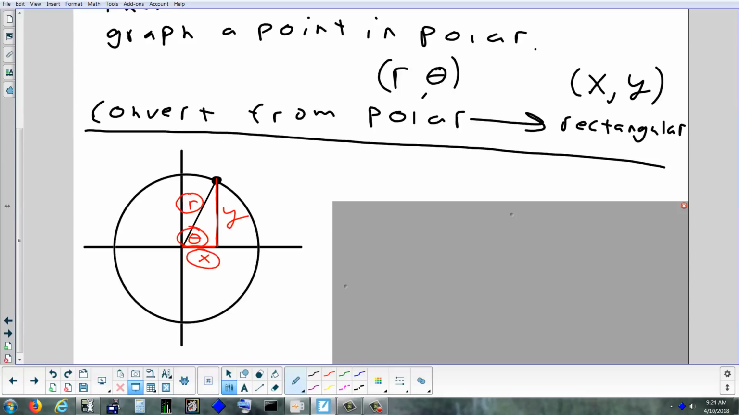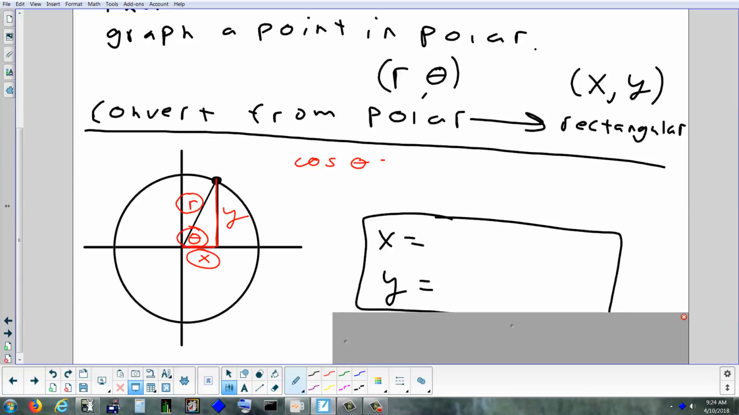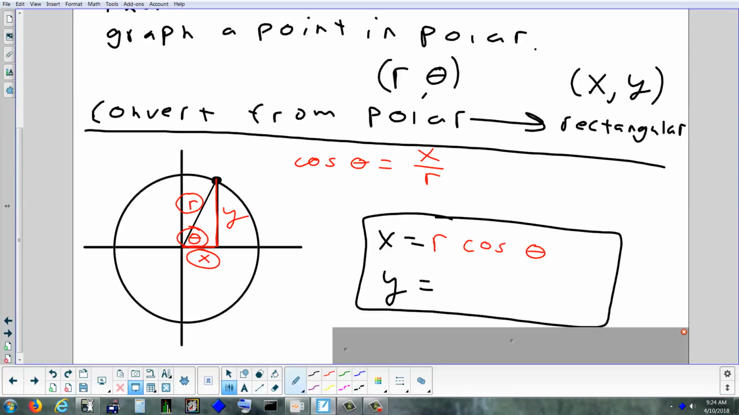Let's start with x. What trig function would I use to find x? Cosine. So we would set up cosine of my angle equals adjacent over hypotenuse. So the formula for x would be r cosine theta. And what about the formula for y? R sine theta.